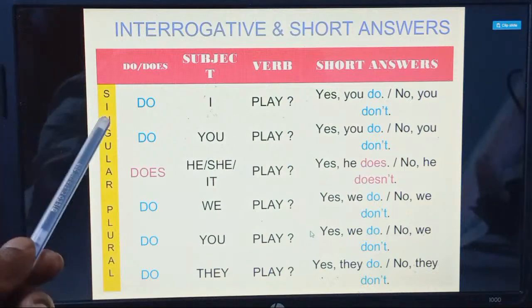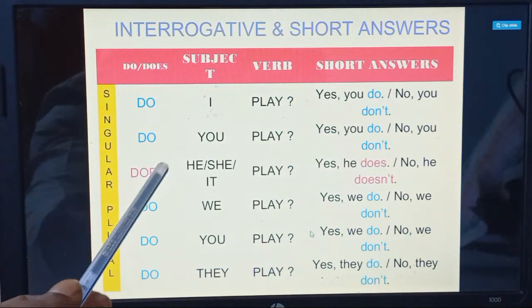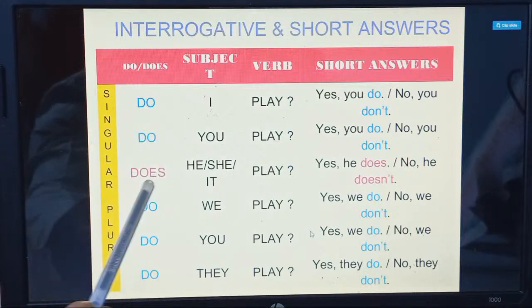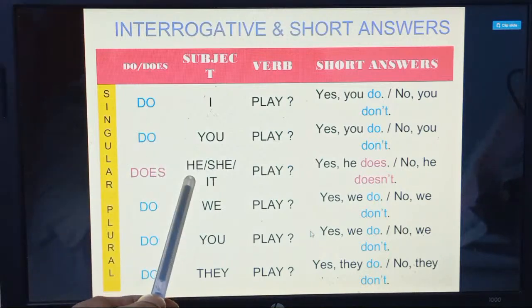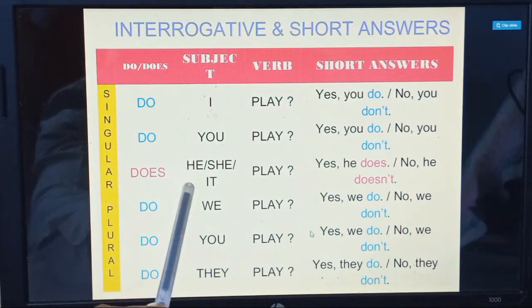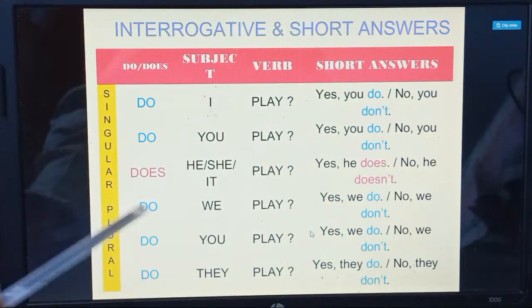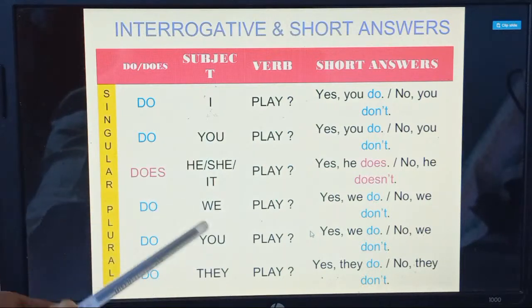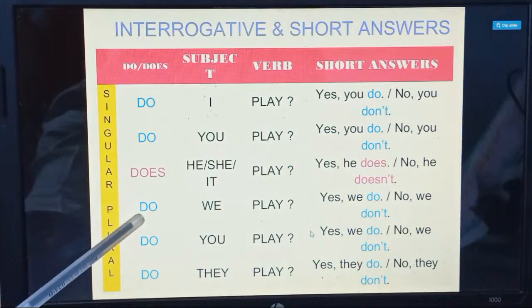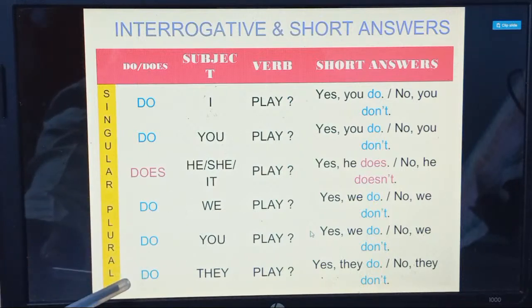నేను ప్లే చేస్తానా? Do you play? నువ్వు ప్లే అంటే నువ్వు ఆడతావా? But here, since the subject is he, she, it, we start with does. Does he play? Does she play? Does it play? In the same way, since these are plural subjects, we start with do. Do we play? Do you play? Do they play?